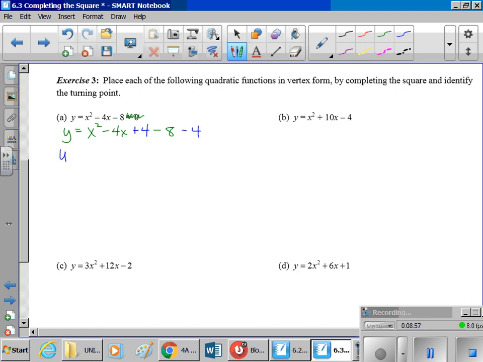We're just rewriting it. So y equals, and to find out what my square is, I simply take half of that middle term. So x minus 2 squared minus 12. Again, if this is confusing you, you can rewrite it as y plus 12 is equal to x minus 2 squared, and my vertex is going to be positive 2, negative 12. Change both sides. Okay, pause and write.